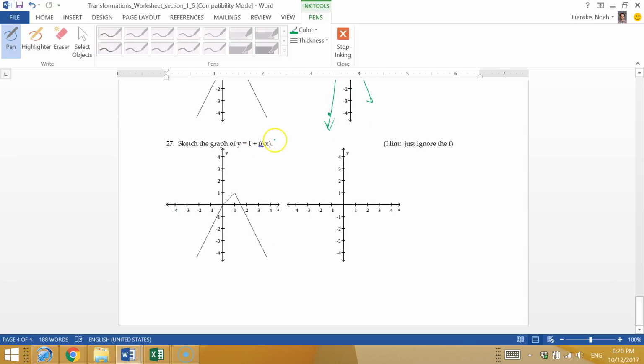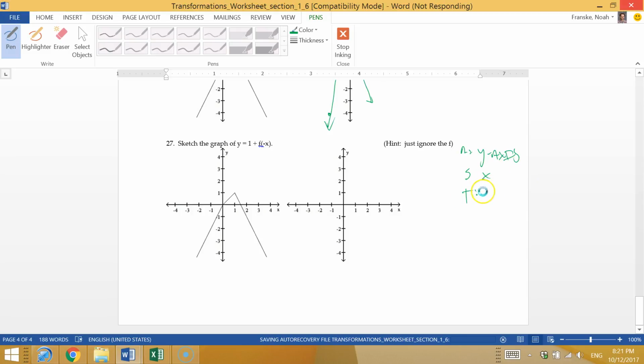All right. 1 plus f of negative x. So that f of negative x is going to be a reflection over the y-axis. That's because it's going to change all the x values, which is going to shift the graph over the y-axis. And then we have no scale change. And our translation is moved up 1.